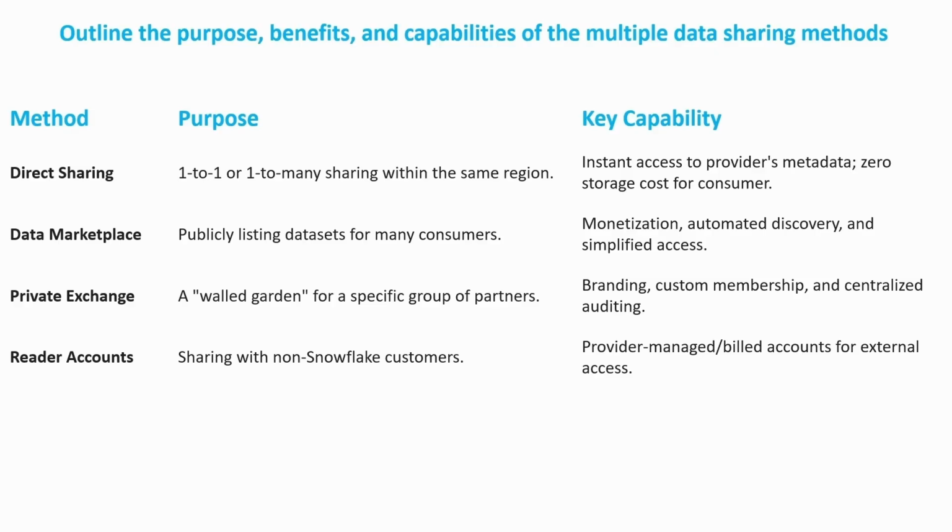Next up is data marketplace. It is publicly listing data sets for many consumers. The key capability is that you can monetize this, you can use it for automated discovery, and it is a very simplified way to access the data. Third is private exchange. It is the walled garden for a specific group of partners. The key capability is branding, custom memberships, and centralized auditing. And the last one is reader accounts. This is for sharing with non-Snowflake customers, and the provider is responsible for compute and storage, and all billing is tagged to the provider.